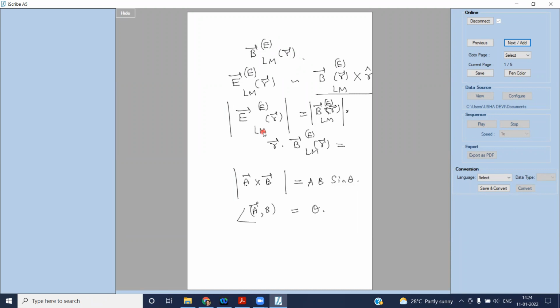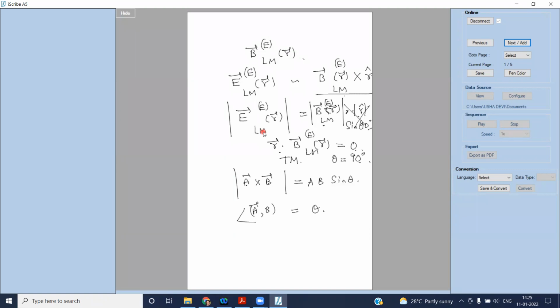Electric field is transverse, as is the magnetic field. You remember that? E dot R is 0, so R dot B is 0. What does that mean? Theta is 90 degrees. R cross E is perpendicular to B, so theta is 90 degrees. So now tell me, B_EM I have written, and what should I write here then? 1. Because the magnitude of R hat is 1, and sine 90 degrees is 1.